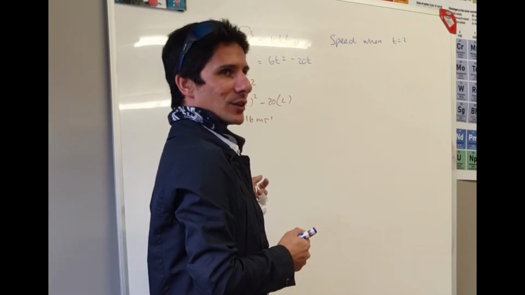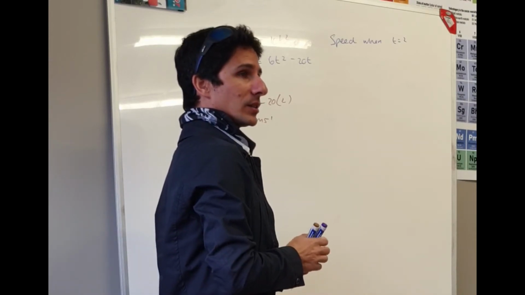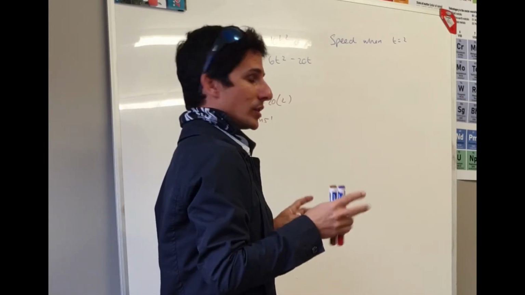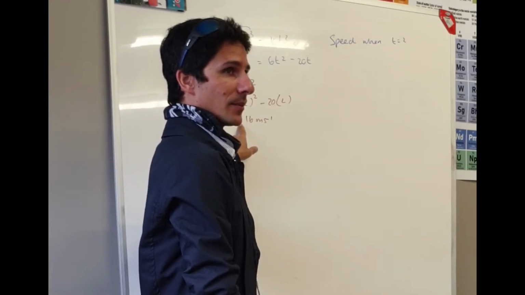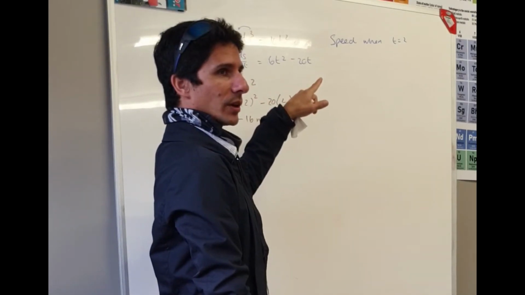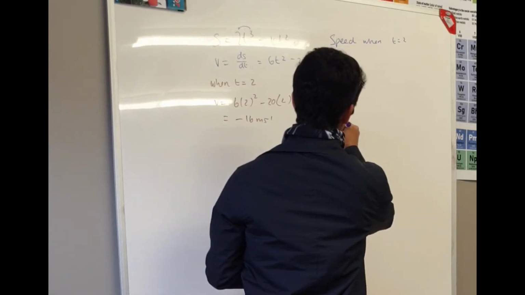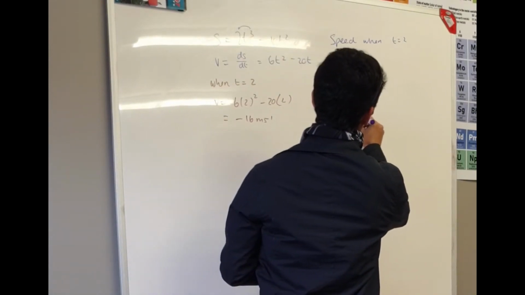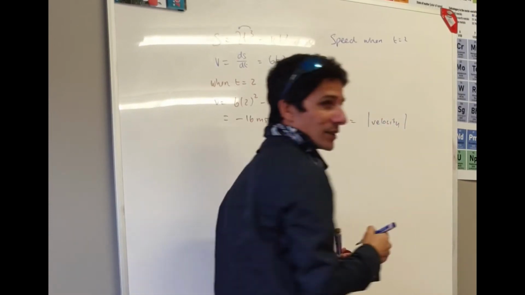Can speed be negative? Speed has only got magnitude, no direction. That minus sign is a direction sign. So do we care about it when we're talking about speed? That's why they say speed is equal to, now you're probably wondering what do these straight lines mean?